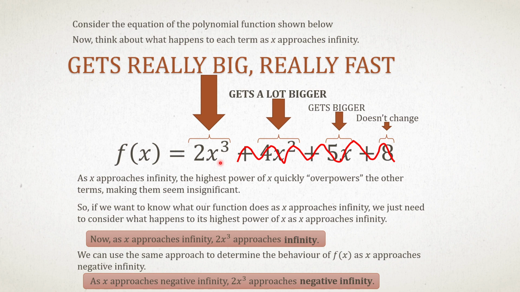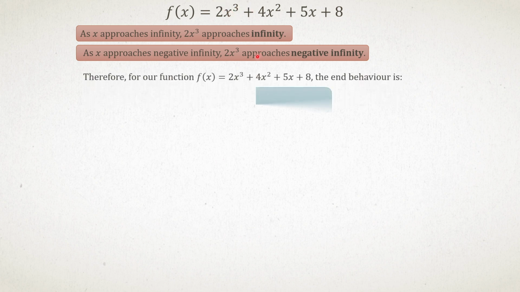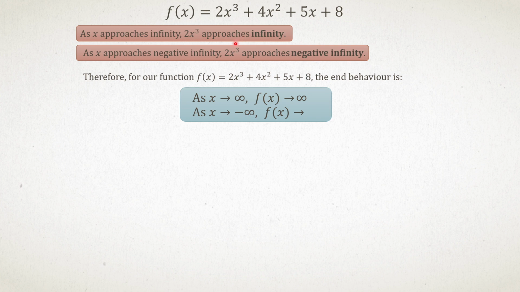So we can now use this information to look at what happens to the ends of our function f of x. And it is exactly the same. Whatever's happening to the ends of y equals 2x cubed is what is going to happen to the ends of our function f of x right here. So what is that? Well, as x approaches infinity, our function f of x is also going to approach infinity because that's what's happening to 2x cubed, that biggest power of x. Similarly, as x approaches negative infinity, our function f of x will approach negative infinity because that's what 2x cubed is doing. Okay, so it's all about that highest power of x.